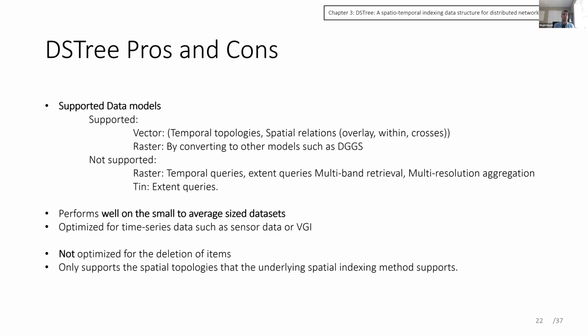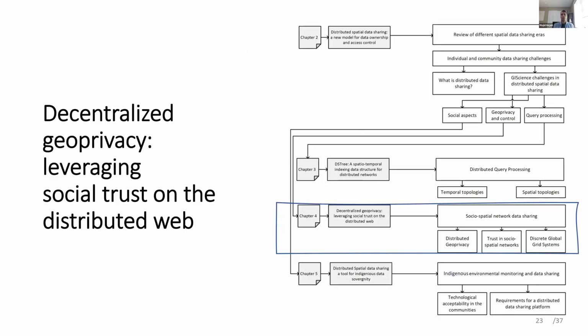It's not optimized for deletion of the data, because when we delete an item from the original structure, it needs to reconfigure the interval tree, and it has a huge impact on the restructuring of the tree. So it's not optimized for deletion of the data, and it only supports the spatial topologies that the underlying spatial index supports. Like if you are using a quad tree, it supports certain spatial topologies.